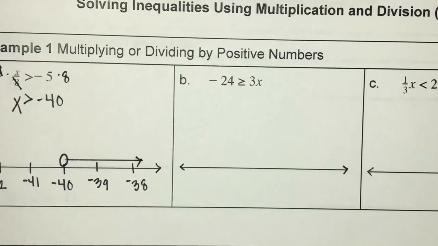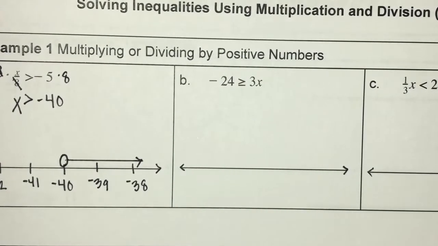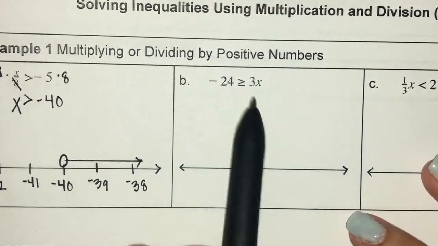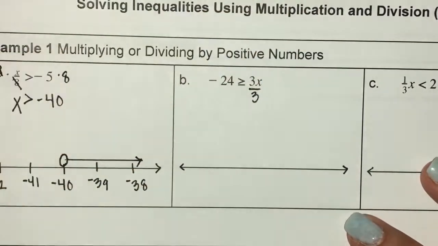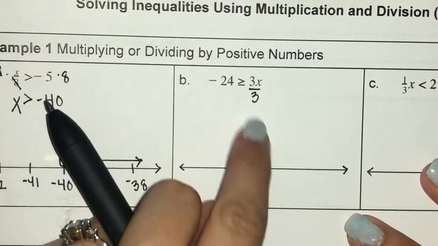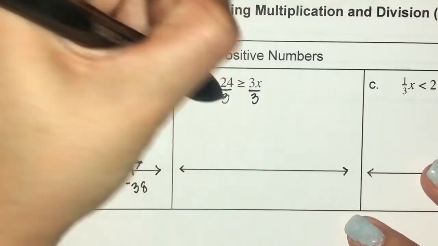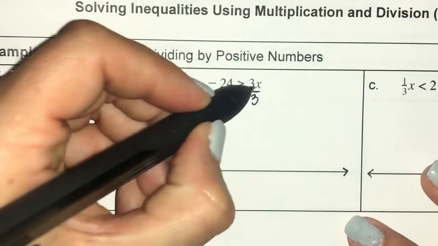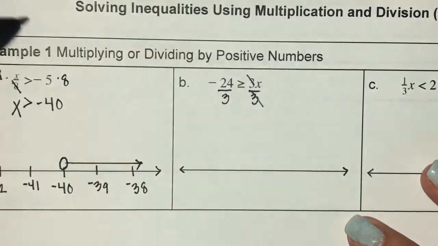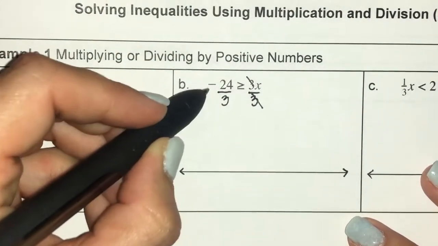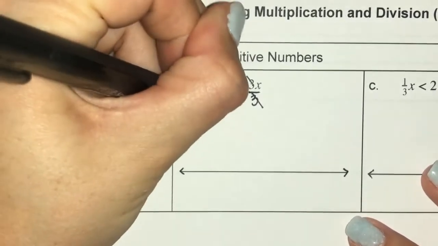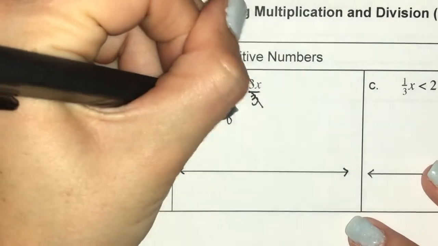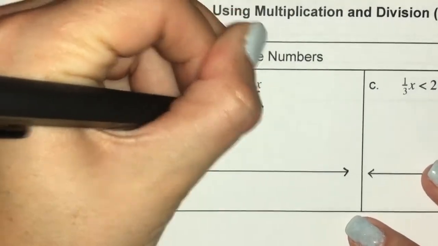And then for b, negative 24 is greater than or equal to 3x. If our goal is to get x by itself, we have to undo multiplying by 3. To undo multiplying by 3, I can divide by 3. Whatever I do to this side of the inequality, I need to also do to the other side. Multiplying by 3 and dividing by 3 cancel each other out. Negative 24 divided by 3 is negative 8, is greater than or equal to x.